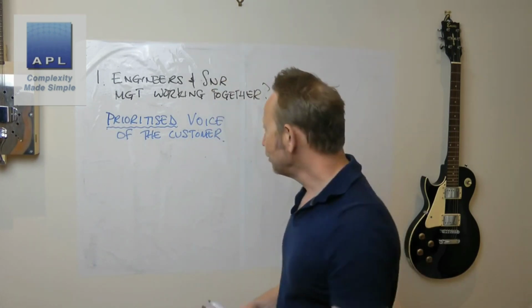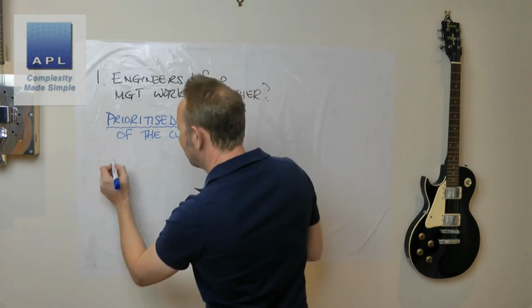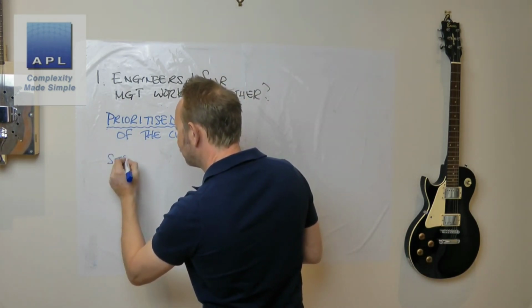The engineer wants to solve the technical problem. The manager wants to keep the cost down, wants to make more money. So if you've got a prioritized list, and let's say the strength of something.